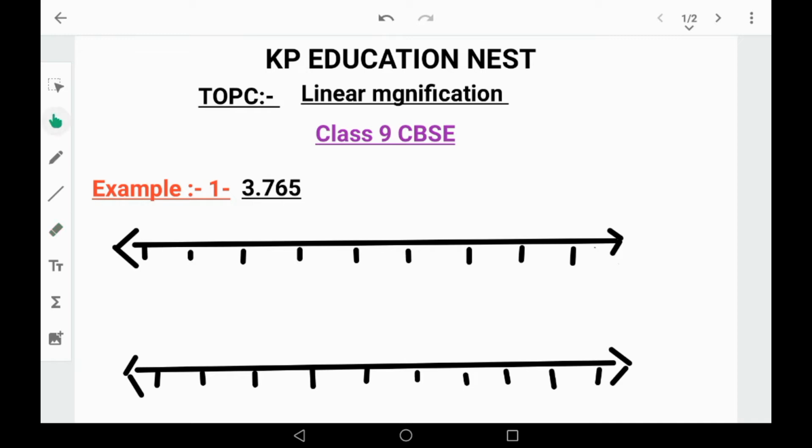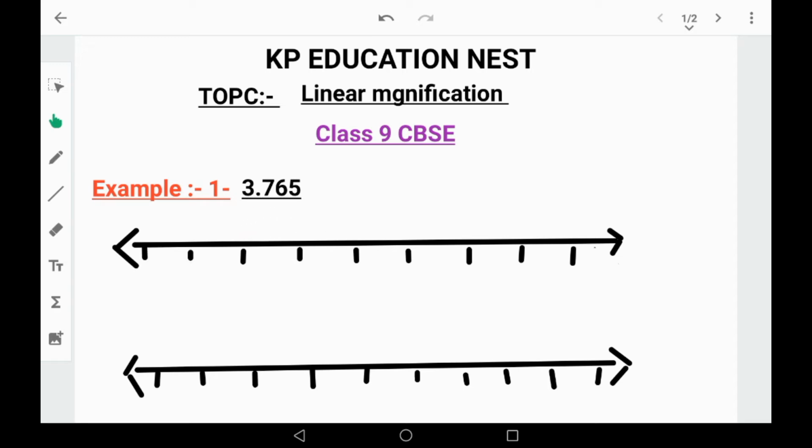Today's topic is about how to represent a few numbers on a number line using the method of linear magnification. This is a new topic in 9th class, the topic of class 9 CBSE Maths. I took the first example as 3.765. In a few cases we will have examples where there is a bar. First I will explain the bar sums in the next example. So first I took one without bar and with a decimal point.